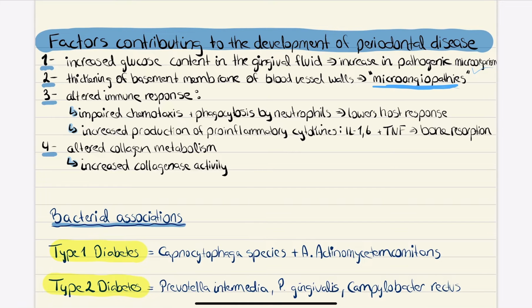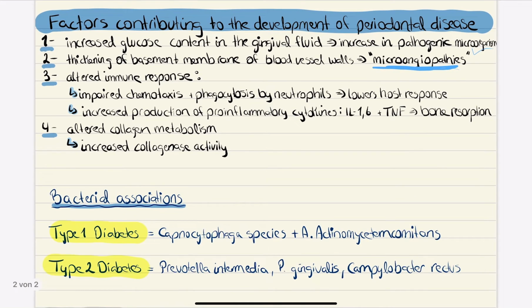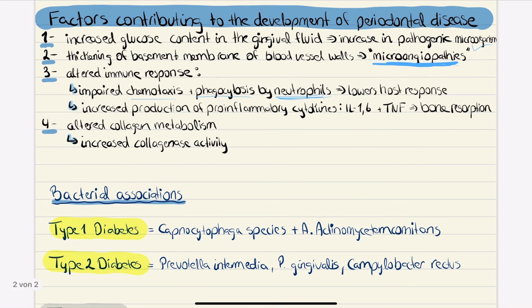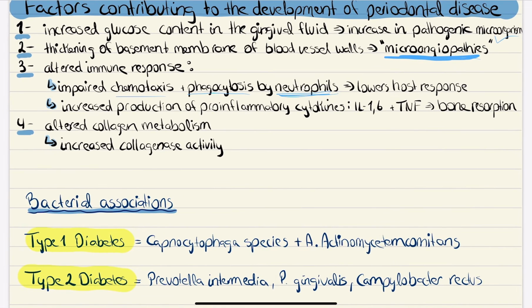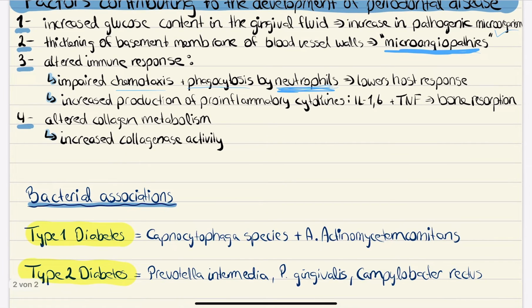Third, we have an altered immune response, which means we have impaired chemotaxis and phagocytosis by neutrophils. The neutrophils are the first defense, or the primary immune response, when we have the innate and the acquired immune response. So these are among the first cells which come to respond. And when we have an impaired chemotaxis, it lowers the host response.